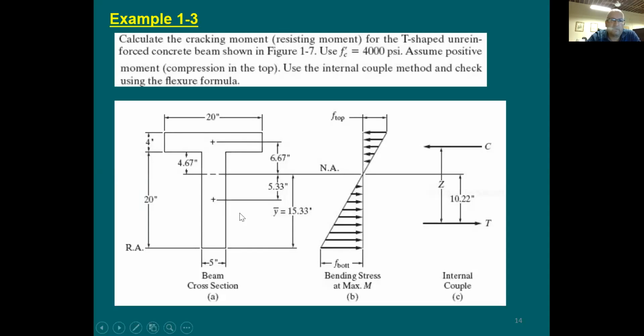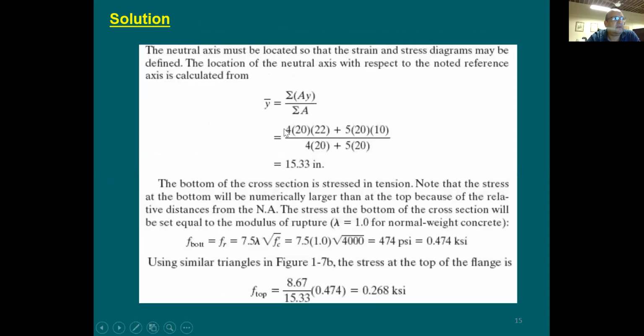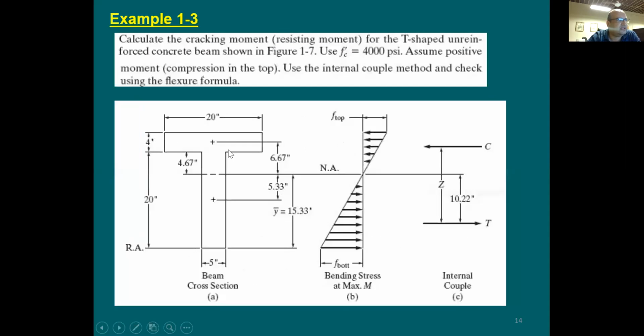How much is A1? A1 for this section here is going to be 20 times 4. How about A2? 20 times 5. Do we have that? You can say yes. Look at this: 20 times 4, 20 times 5. This is going to be A1, and this is going to be A2. The total area is going to be equal to 4 times 20 plus 5 times 20. Going back one step: 20 times 4 plus 20 times 5. Total area.